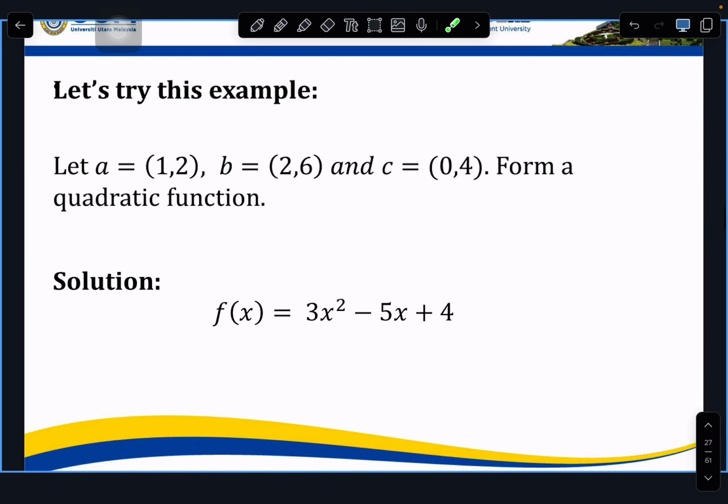Alright, so we have examples here. Let A equal (1, 2), B equal (2, 6), C equal (0, 4), form a quadratic function. So what is A, B, and C? This is not the value of A, B, C from the quadratic. Here we have 3 different points. First point is A, second point is B, third point is C. Can you form your quadratic equation now, using the 3 points? Get some ideas first.